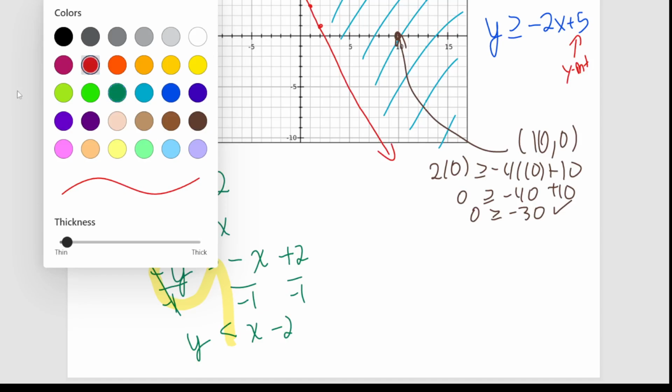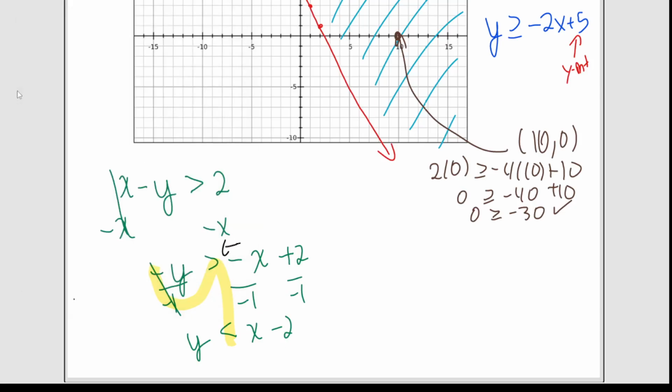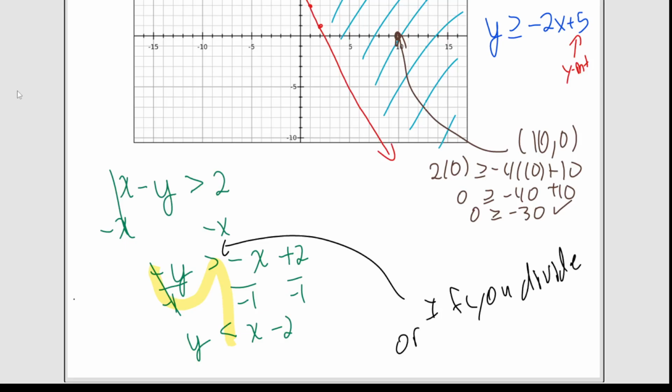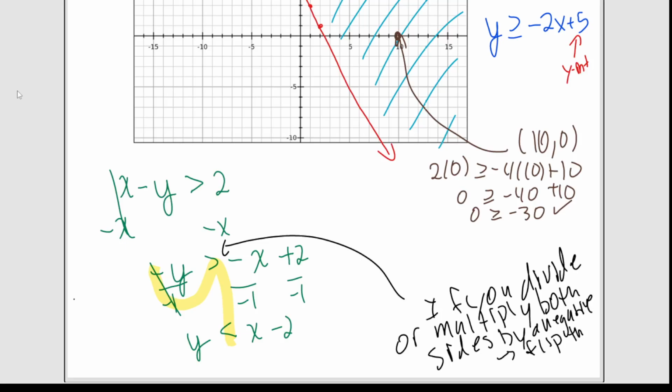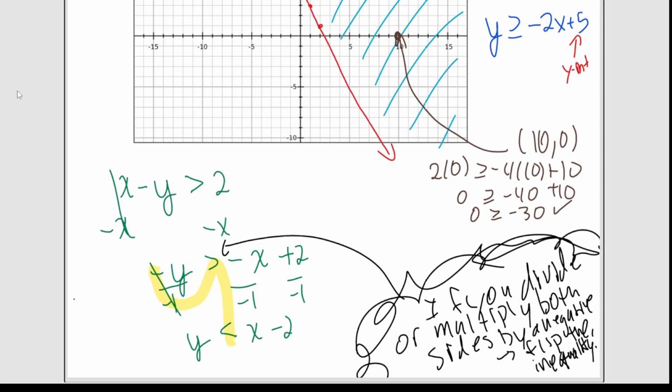And I'm going to write this again, that if you divide by a negative, or technically multiply both sides by a negative, flip the symbol. So that is a word of caution to keep in mind.